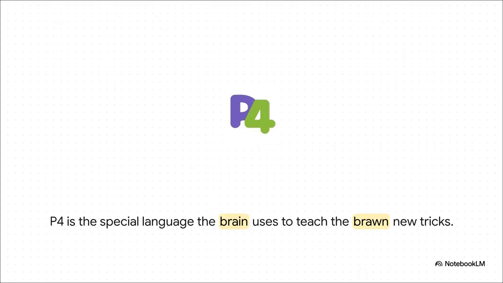Now, the language they use to talk to each other, this is really the key. There's a special language called P4 that lets the brains actually program the brawn on the fly. Teach it new tricks. This is what makes the whole network so incredibly flexible. But as we just saw, it also opens up the door to some seriously sneaky new problems.